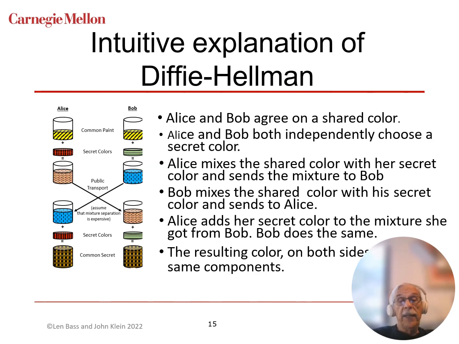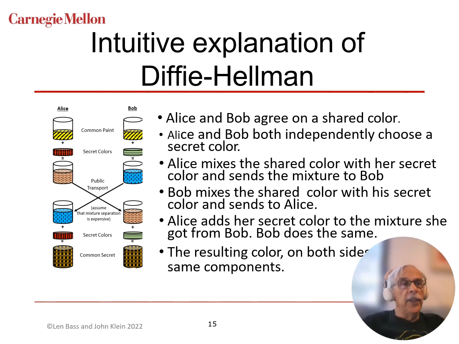But I'm going to talk about it in terms of colors. So the colors are going to represent large prime numbers in this case. And the assumption is that decoding a color into its constituents is difficult. So the first step is that Alice and Bob agreed on a shared color.